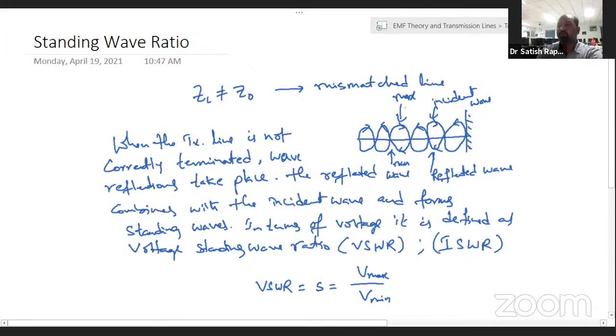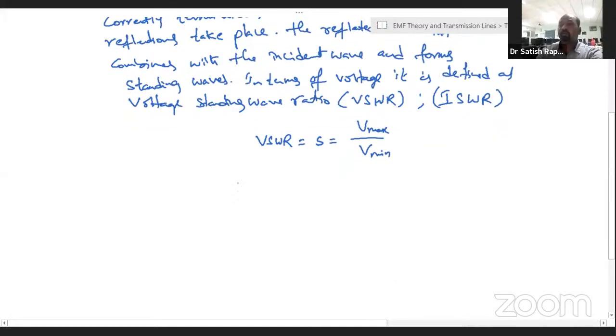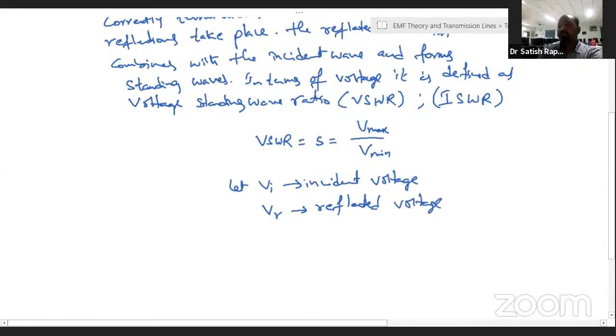Minimum voltage point, maximum voltage point, and minimum voltage point. So the ratio between the maximum voltage and the minimum voltage is defined as the voltage standing wave ratio, right? Now, let Vi be the incident voltage, and Vr the reflected voltage, right? Vi is the incident voltage and Vr is the reflected voltage.